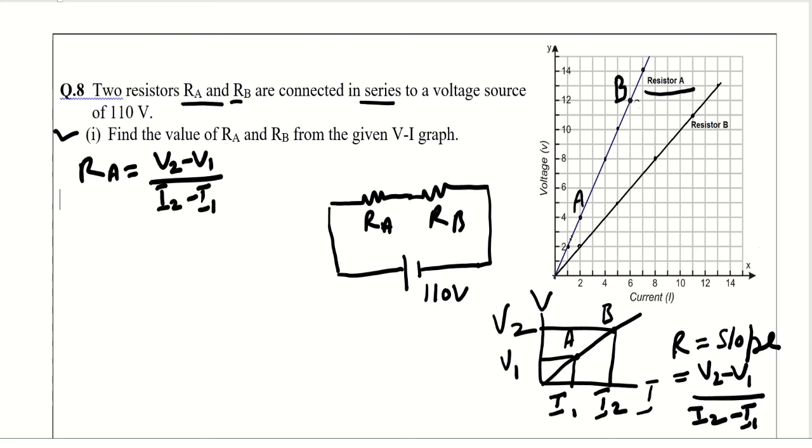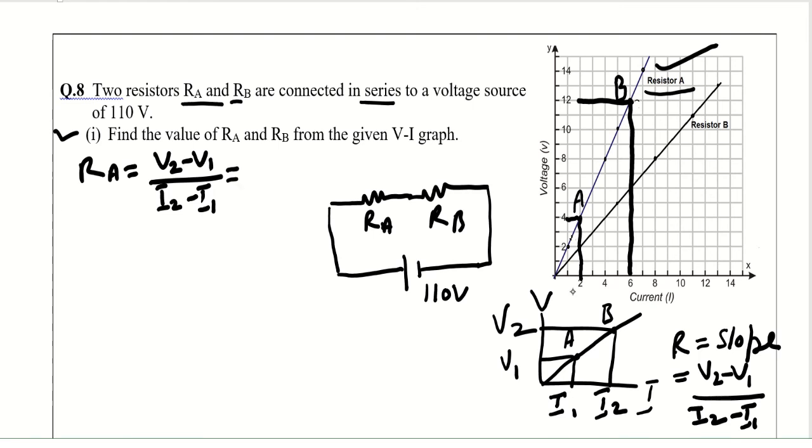So when you come down here, this is the value of I1, and from here, when you come down, this is the value of I2. Here this is the value of V1, and when you come from here, this is the value of V2 for this RA.